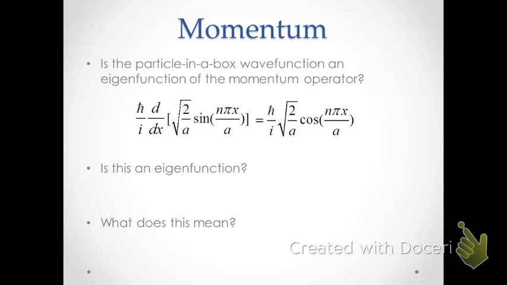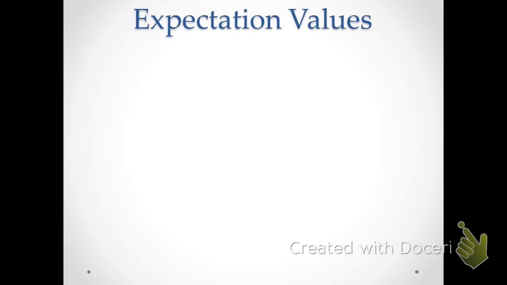And what does that mean? Well, it means that if we go into the lab and measure the momentum of a particle represented by the one-dimensional box wave function, we're going to get more than one result. If it's an eigenfunction, there's only one possible outcome. If it's not an eigenfunction, there are multiple outcomes, and we have to deal with that. So, how do we deal with that?